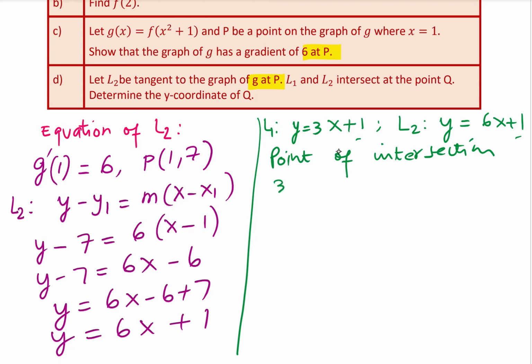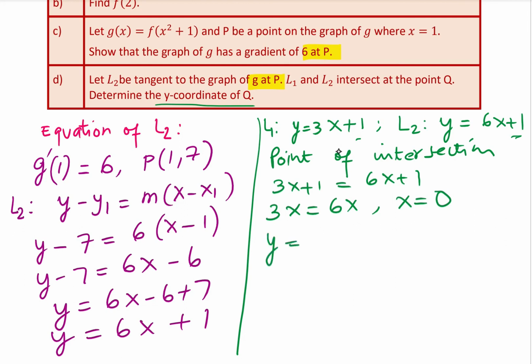So we could do 3x plus 1 equal to 6x plus 1. So that is, we have 3x equals 6x, and that is possible only when x is 0, right? So when x is 0, we need to find the y coordinate, which is the y-intercept, which we could see as 1 as common, right? So we could write this as y equals, substituting x equals 0 in any one of those equations, we get y value of 1.